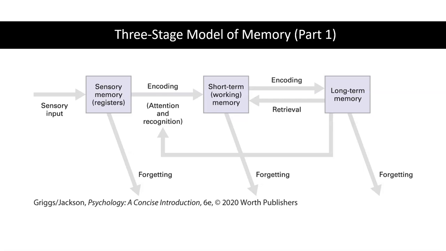Once it's in long-term memory, you can pull it back out, and that's what the word retrieval refers to in the model. At any stage, if you don't pay enough attention, if you don't use the information rapidly, or connect it to other kinds of information, that's when forgetting occurs. Let's look at each of these aspects of the three-stage model separately.